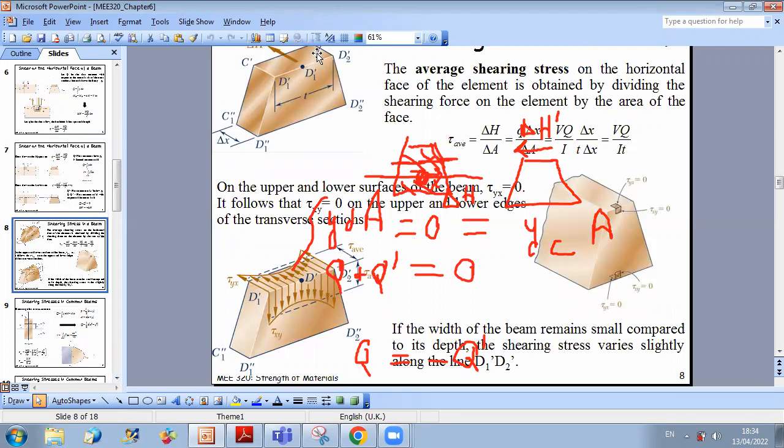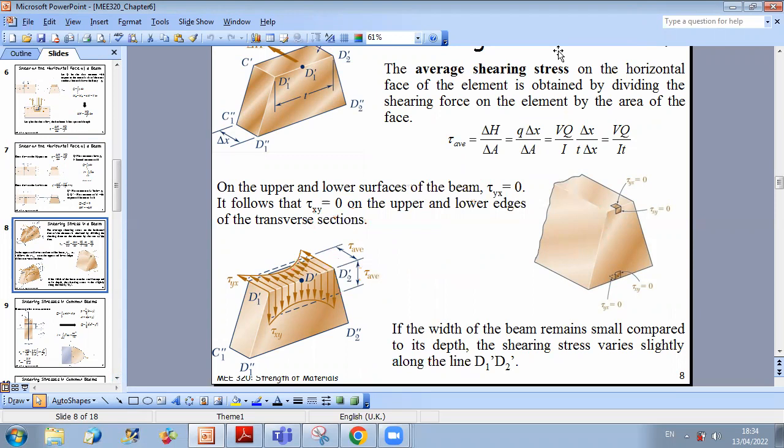Now, what about the expression of the shearing stress? We said that we will start from delta H in order to get an idea about the shear stress distribution. So here, we can go back to the definition of shear stress. What is the shear stress? The shear stress is the shear force per unit area. We have already calculated delta H. So delta H is the shear flow q times delta x. And we have found together an expression for the shear flow q.